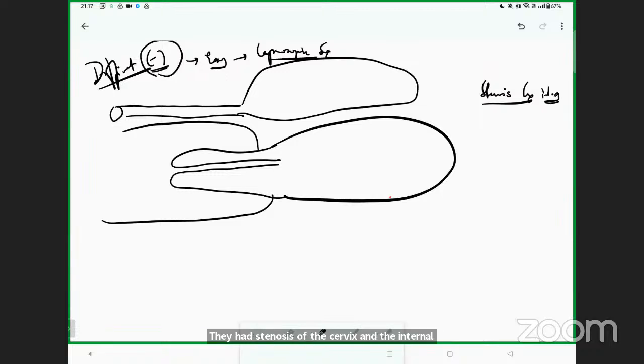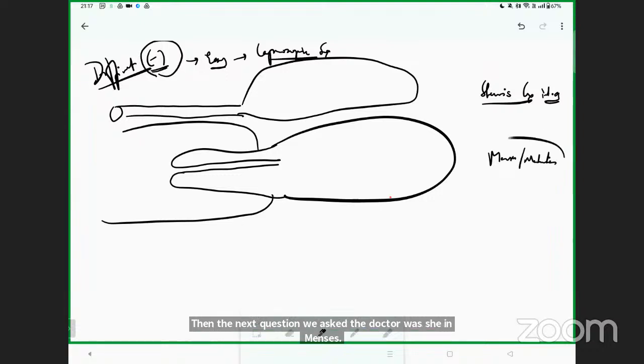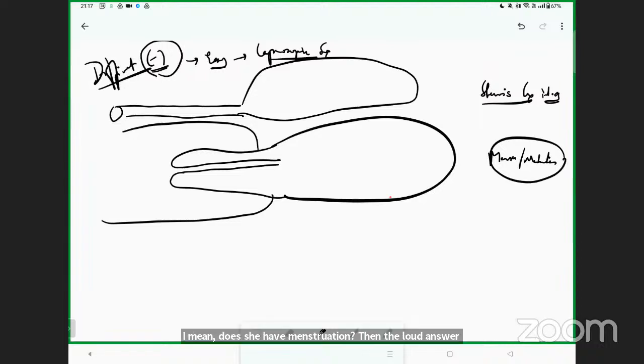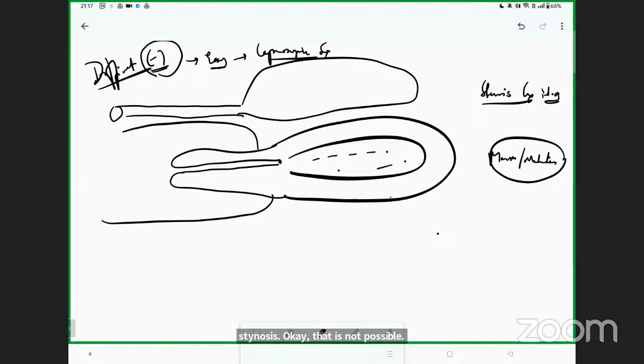Then the next question we ask the doctor is, was she in menses? I mean, does she have menstruation? Then the answer is, of course, yes, she is having menstruation. If she is having menstruation, you can't have a cervical stenosis. That is not possible. Cervical stenosis is going to cause hematometra. It is a Mullerian anomaly. So basically what could have happened is it could have been a pinpoint internal os. Pinpoint internal os is common.